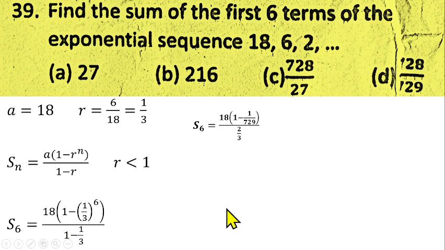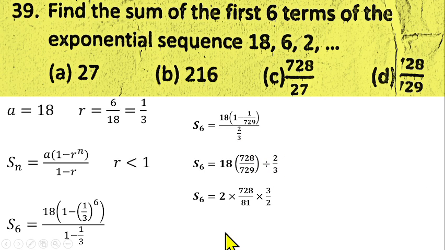From there, if you find the LCM of this bracket here, you have 728 over 729. Then this division by 2 over 3, you can change to times, so that will be 18 times 728 over 729 times 3 over 2. 9 can go here, 9 can go here, so 2 will cancel 2 here. If you simplify, you have 728 over 27, because 3 can go in 81, 27 times. So that will be option C for question number 39.